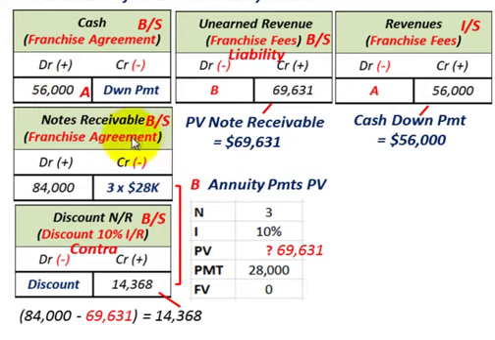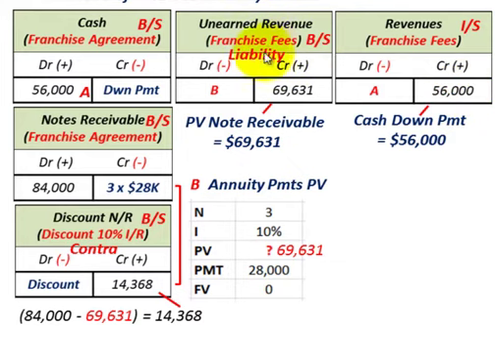And then again, you set up your notes receivable. Debit that for $84,000 for those 3 payments, $28,000 each. Same, set up your discount, your contra account to your notes receivable, same as we did before, at $14,368. But the only difference comes in how we recognize our revenues. So revenues, moving over to our income statement for the franchise fee, would only include the cash down payment of $56,000. So credit your revenues on your income statement for $56,000.